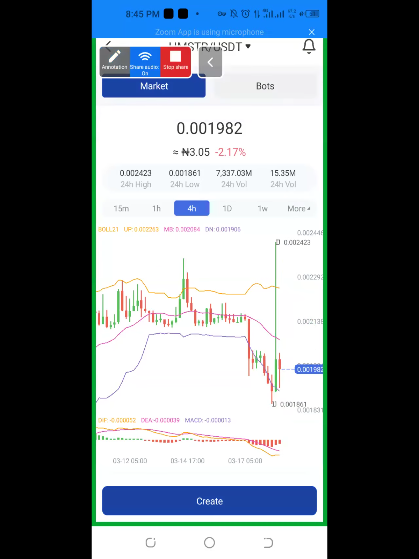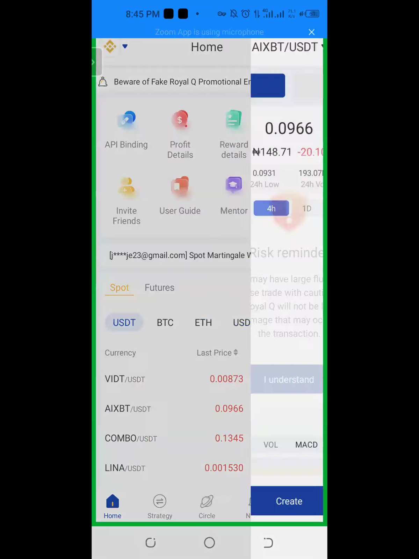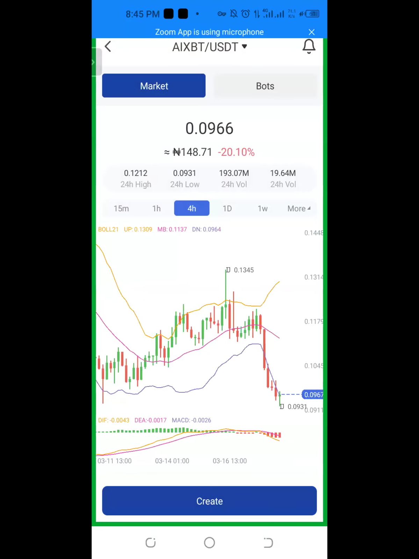Now, let me quickly teach us something. If you want to know the profit margin you can take without using Royal and without using TradingView, let me teach you, because I'll be seeing a lot of things where I'm doing this training. If you don't know how to use TradingView, let me teach you what you can do. So let me go back to this VIDT. Like this VIDT, you can see that currently the candles have already broken the Bollinger Band at the bottom.